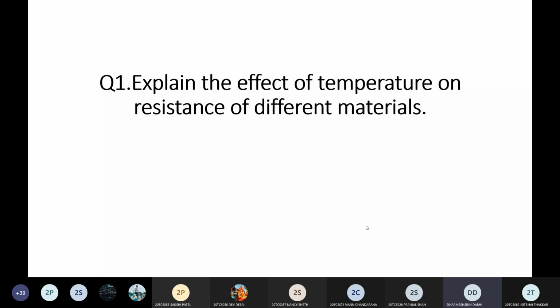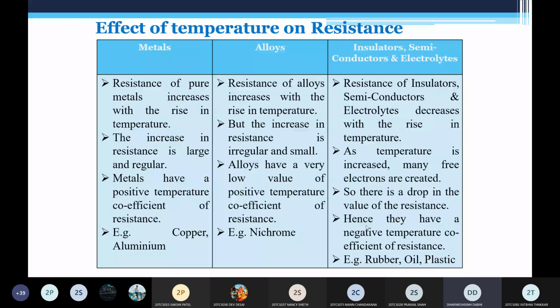So, as we already studied in the presentation, you can know that metals have a positive temperature coefficient, because as the temperature increases, the resistance of the metal increases. And write down some examples of the metal like copper and aluminum. Same way, alloy also has a positive temperature coefficient, but the increase in the value of resistance with temperature is irregular and small as compared to the metal. So it has a positive temperature coefficient, but a very low value as compared to the metal. Then give some example like nichrome.